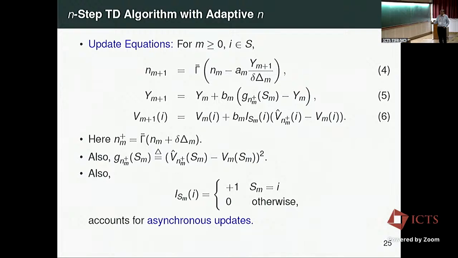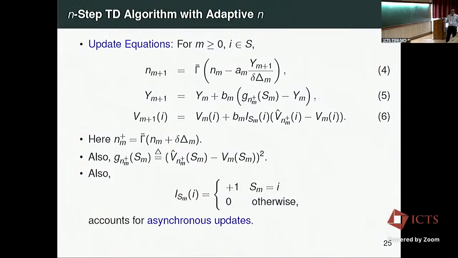So this is being done on a slower time scale. You update the n parameter by using some sort of gradient estimate here, where y_{m+1} is an estimate of the mean squared error, which is getting updated on this recursion. And for that given n, you are updating the value function. You're trying to estimate what the n-step TD algorithm for that is. The only catch is that n_m plus delta delta_m is what is being used. You look at the projection of this, so this is what you need to work with.